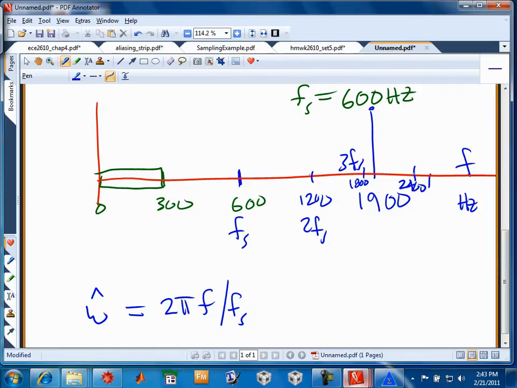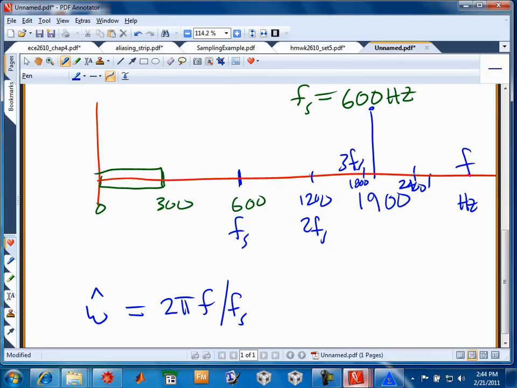So now that I've painted the picture of where those critical points are, can you see better how this is going to work out? The principal alias has to be a number that lies between 0 and 300. That means we're looking to relate 1900 to either 600, 1200, 1800, or 2400 such that the difference between those two frequencies is between 0 and 300.